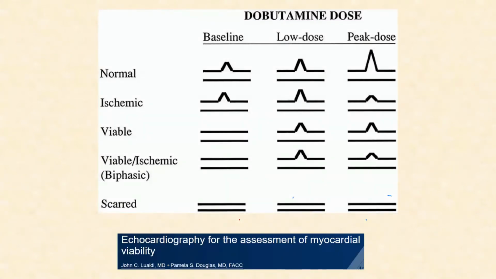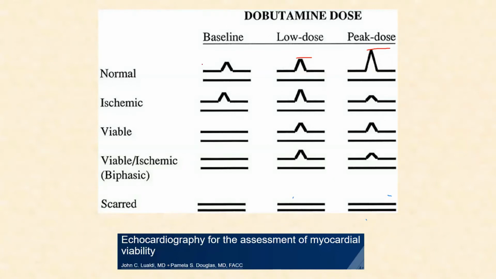Now, vitamin echo. How do we test for that? We give low dose and high dose of the vitamin. And we get 5 responses: normal, ischemic, viable, viable ischemic, and scar. In the normal myocardium, at baseline, this is the contractility. At low dose, this is the contractility. At high dose, this is the contractility. So there is incremental increase in the contractility as there is incremental increase in the vitamin dosing. This is the normal one.